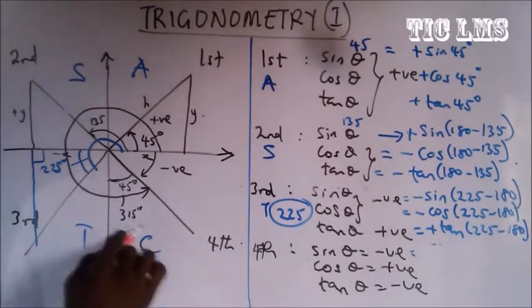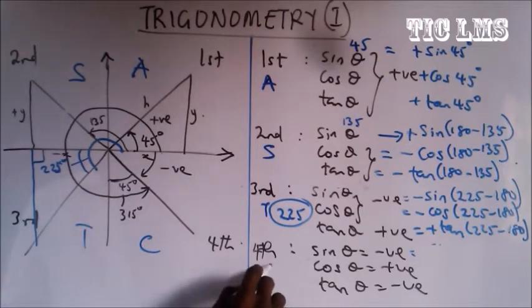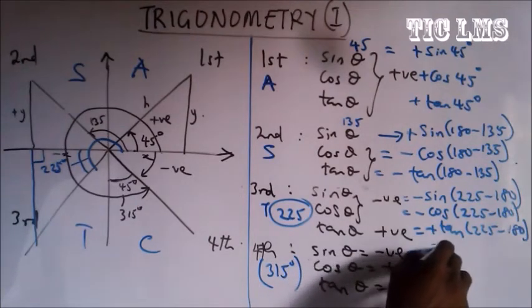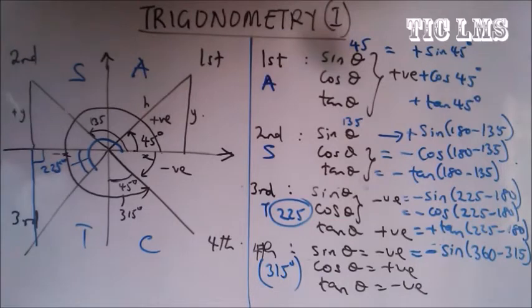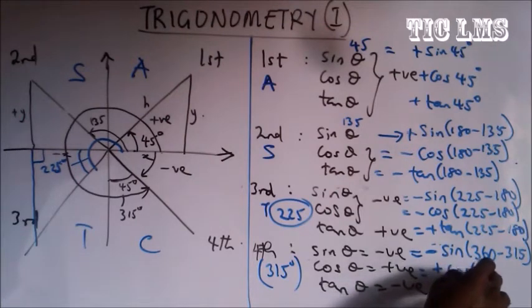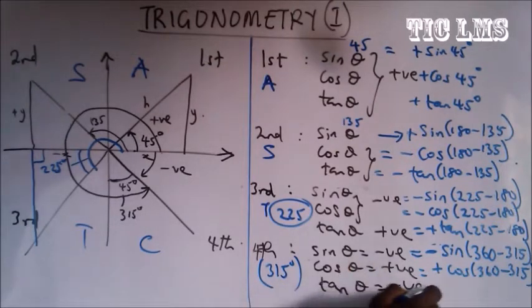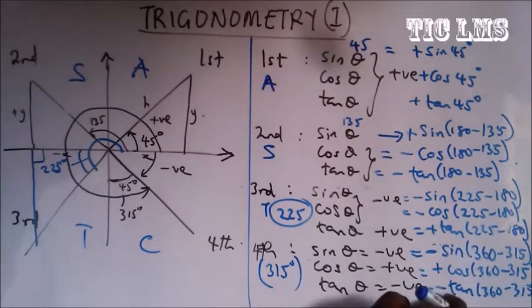And then in the fourth quadrant, the angle is 315 degrees, that is from here over to this place. So we have that sine 315 degrees is equal to minus sine (360 minus 315). Then cos 315 is equal to plus cos (360 minus 315). And then tan 315 is equal to minus tan (360 minus 315) degrees. So in all this, tan 315 equals minus tan 45.